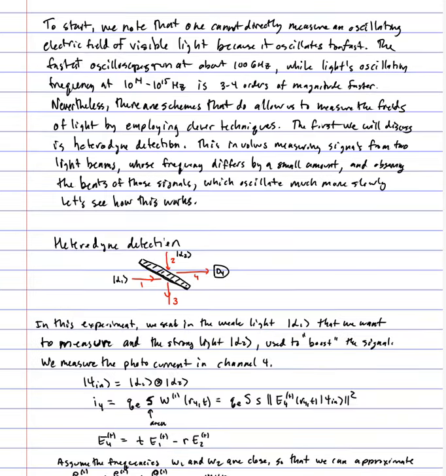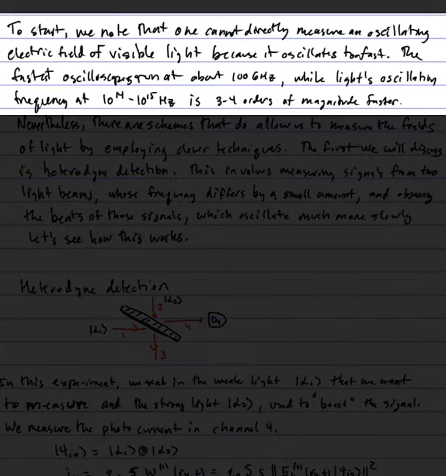I want to comment on the fact that if you went out and tried to directly measure the electric field of light, you would get zero. That's because the light simply oscillates too fast. The fastest oscilloscope that I'm aware of runs at about 100 gigahertz. Most oscilloscopes that experimentalists would use operate more in the range of 10 gigahertz or so. And light's oscillation frequency is on the order of 10^14 to 10^15 hertz, which is 3 to 4 orders of magnitude faster.